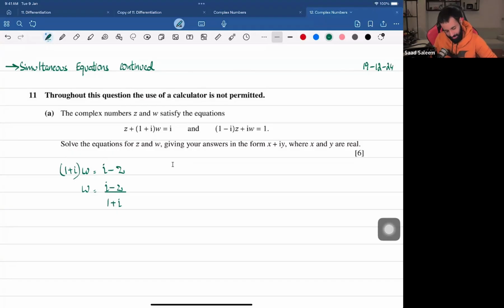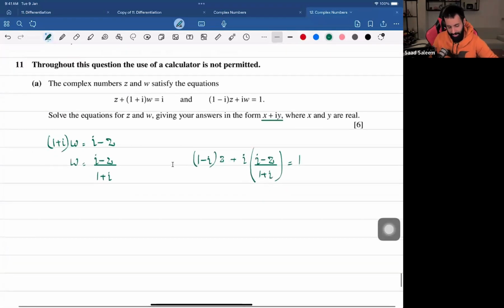So we're going to plug this into the second equation, which means (1 minus iota) as it is times z as it is, plus iota multiplied by w, which means (iota minus z) divided by (1 plus iota), which is equal to 1. Now remember, you have to solve for z and for w. So throughout this process, focus on somehow isolating z. And when you've done that, we have to give the answer in this form. If it's in fraction form, we have to rationalize it, or basically get rid of the complex part from the denominator.